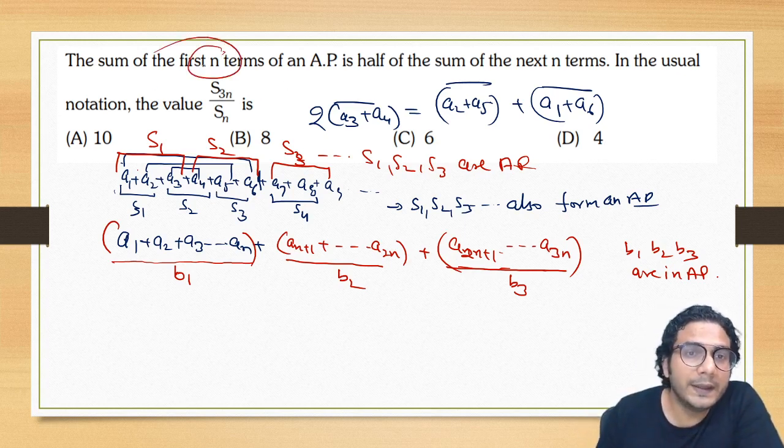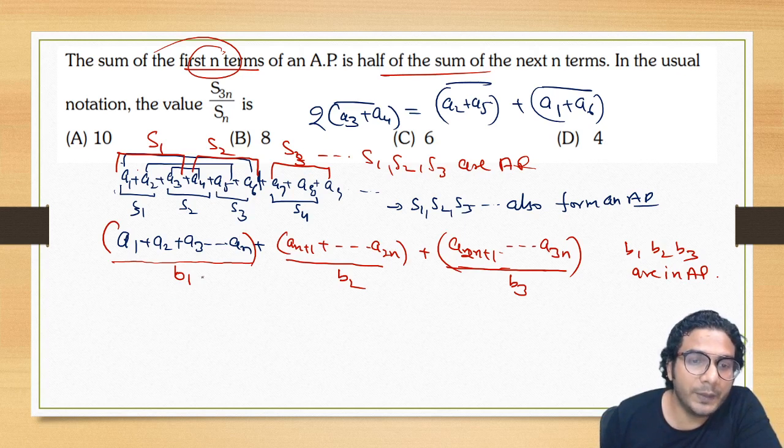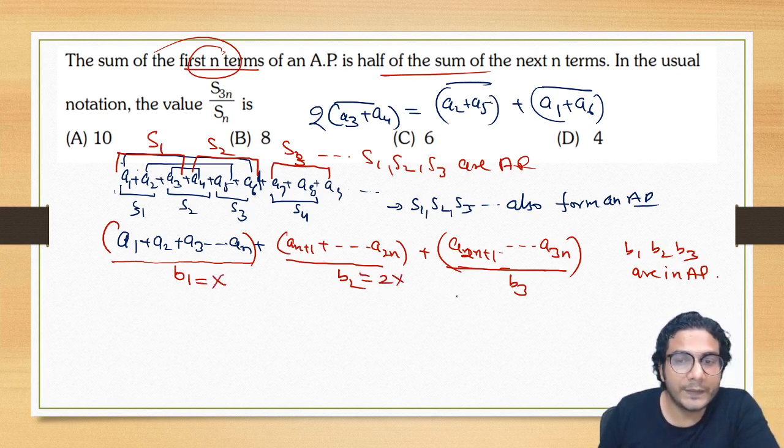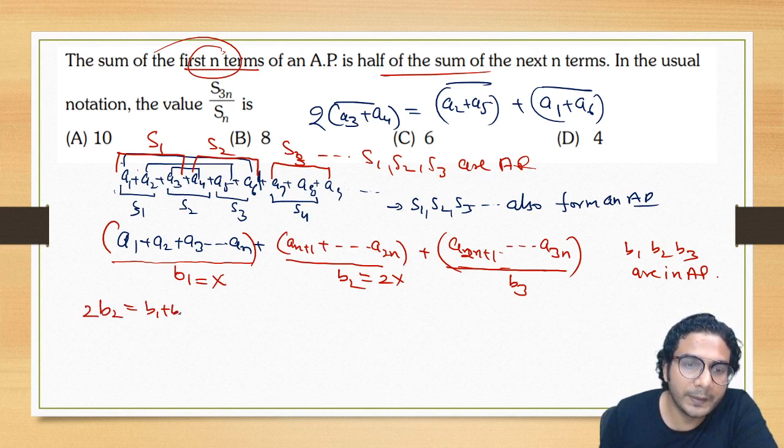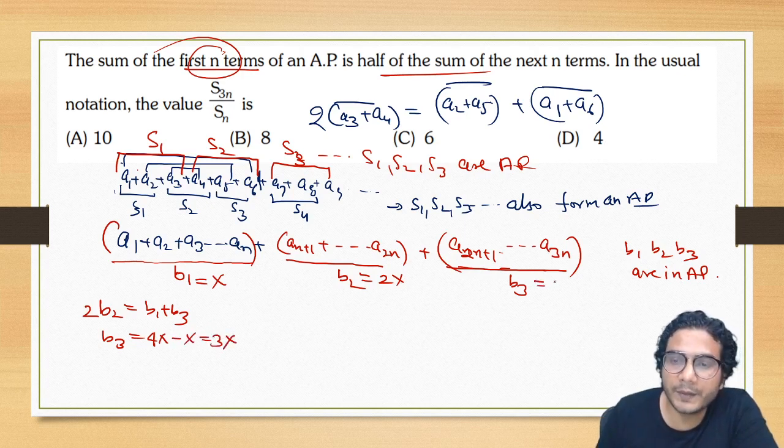First of all, he's saying that the sum of the first n terms of an AP is half the sum of the next n terms. That means if b1 is equal to x, then b2 is equal to 2x. Then can we find b3? Yes, obviously, because 2 b2 is equal to b1 plus b3. So b3 is going to be twice of b2, which is 4x, minus b1, which is x. So it is going to be 3x. So you have got b1, b2, b3 in terms of x.